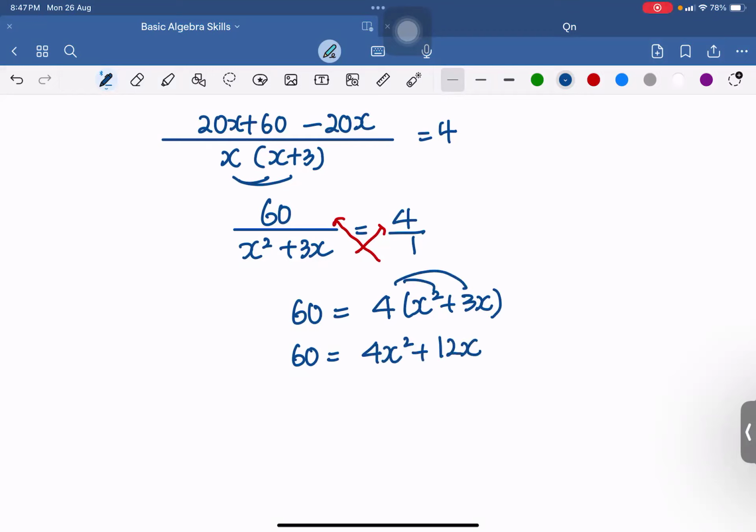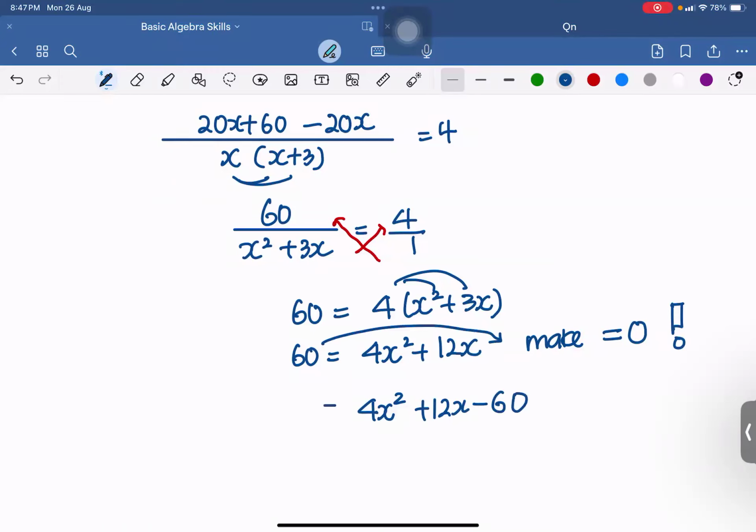The next step over here, this is a quadratic equation. Not completing the square, whatever. Make it equal to 0. Shift it such that it equals 0. Which side should I put it? Minus what? Correct. So 4x squared plus 12x, bring this over, minus 60.